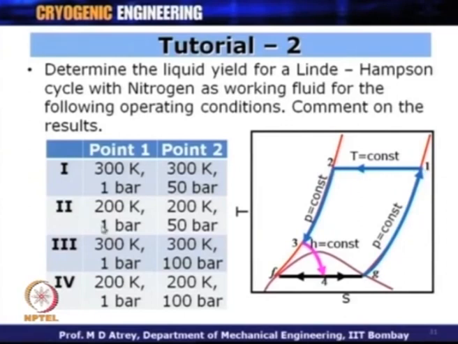In case 2, the temperature is not 300 Kelvin but 200 Kelvin. So, now the compression is happening at 200 Kelvin, which is way below the ambient temperature, while the pressure is the same, 1 bar compressed to 50 bar. In case 3, the pressure is changed from 50 bar to 100 bar. Again, the cases are taken at 300 Kelvin and 200 Kelvin respectively. In both cases, the compression is happening from 1 bar to 100 bar.